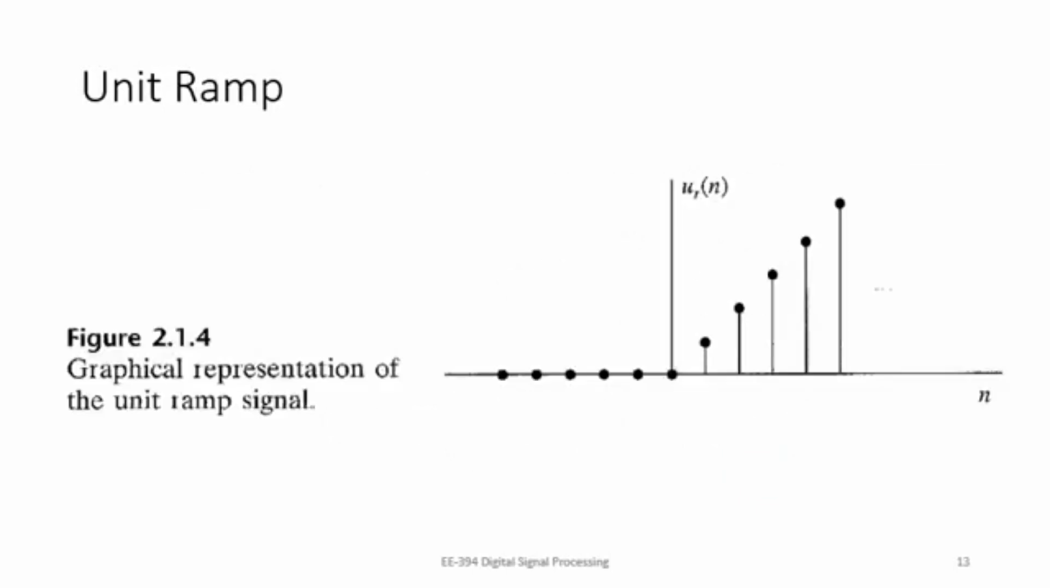Graphically, the unit ramp is represented like this. So all values are 0 for n less than 0, and from n equals 0 and onwards, you've got a slope of 1, and the values are 0, 1, 2, 3, 4, 5, and so on.